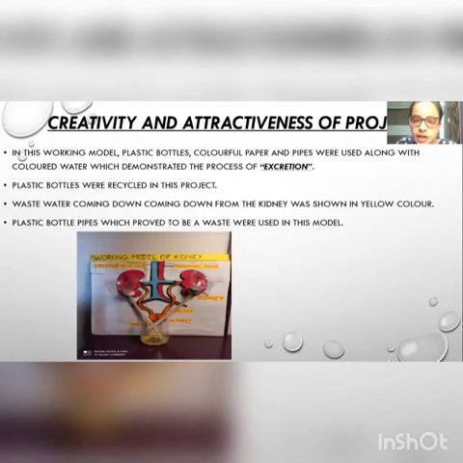Then creativity and attractiveness: how this project was creative and attractive is, I used a lot of plastic bottles and colorful paper. We basically throw these plastic bottles and cardboard sheets away. So I recycled all these waste materials and made my model out of them. The wastewater coming down from the kidney was shown in yellow color, which indicates that this is urine. Plastic bottles, which proved to be waste, were used in this model.